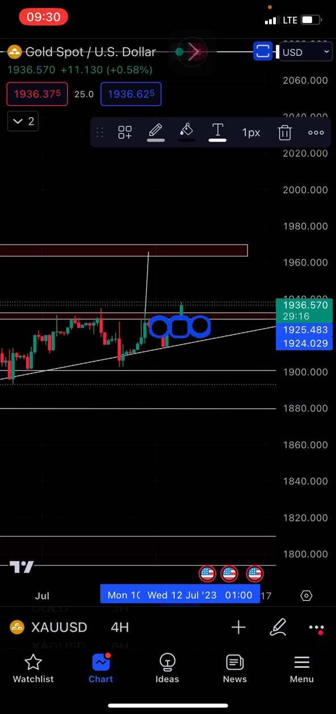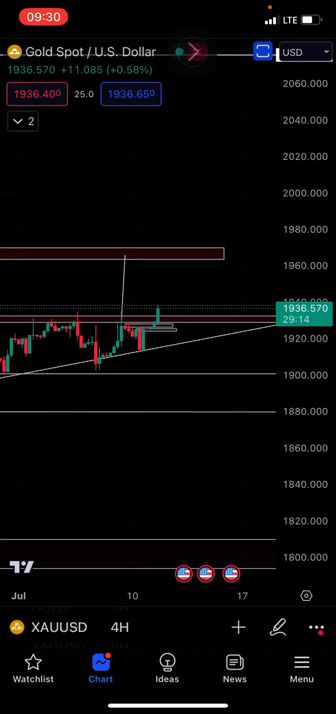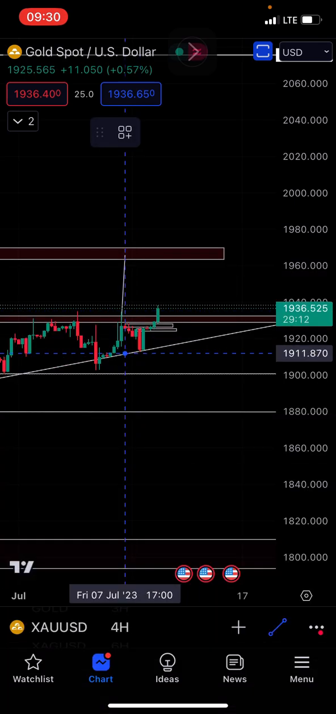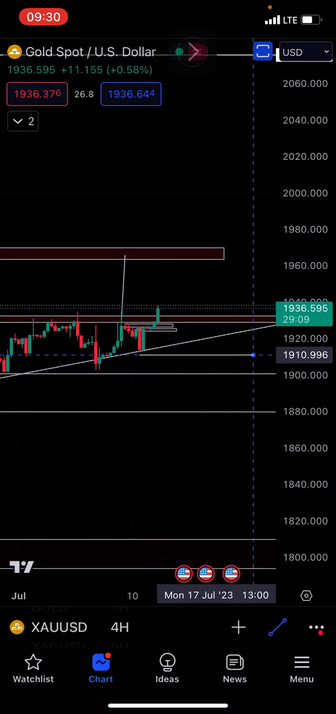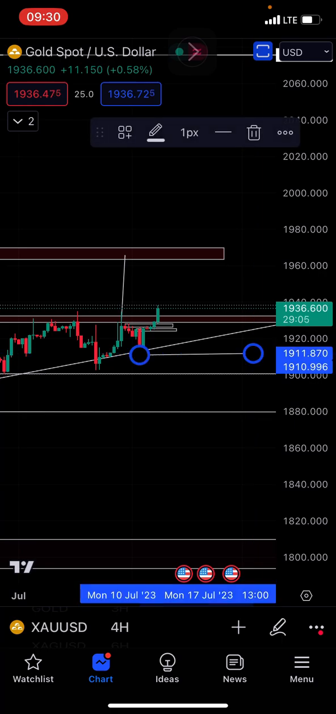I'll drop the update now, 1935 to 1920. But definitely, you know what I do, I don't mind even though it takes me to it. So I'll use 1910 from 1935. Now it's 250 pips to the downside.